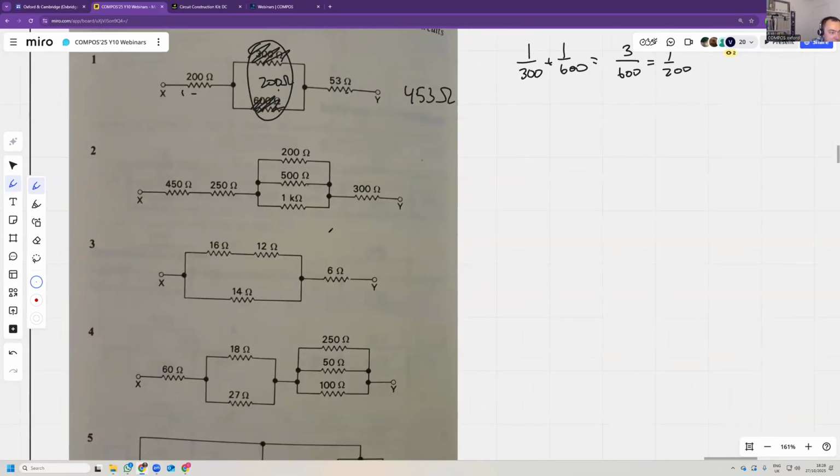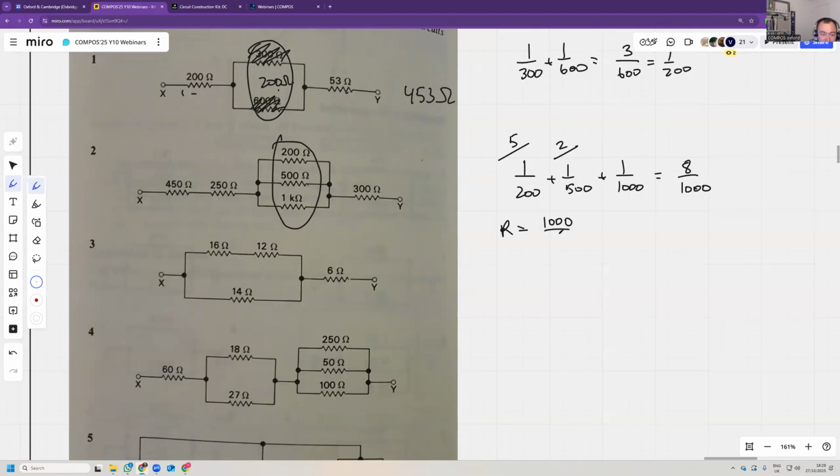Okay. Number 2, so you have this parallel combination. So you start with the parallel combination, 1 over 200 plus 1 over 500 plus 1 over 1,000. So multiply this by 5, multiply this by 2. So that's going to be 8 over 1,000. So resistance is 1,000 divided by 8, which is 125 ohms. So in total, this thing is 125. So you add them up, so that's 700, 1,000, 1,125 ohms. That's the total resistance.